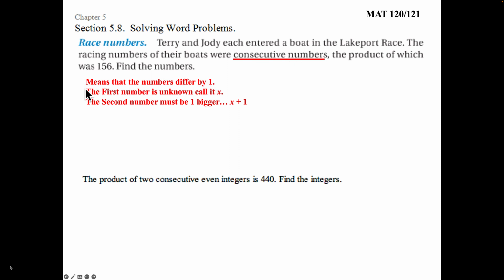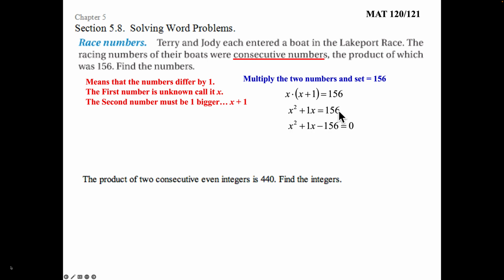So what we're going to do is call the first number X. We don't know what it is. But now we know what the second number is. It's going to be 1 bigger, so we're going to call it X plus 1. So the product means to multiply the 2 numbers. So X times X plus 1 has to equal 156. So X squared plus X equals 156.